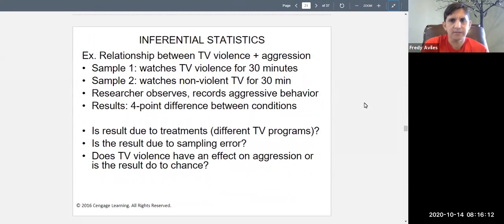Here's an example for you guys. An example of an experiment. And we'll talk about experiments after the second exam in more detail. But let's say you want to determine if there's a relationship between TV violence and aggression, okay? So you have a sample of kids who watch a violent TV show for about 30 minutes. Another sample of kids watch a non-violent TV show for about 30 minutes. So one watches violent TV, the other watches non-violent TV. You have two different samples.